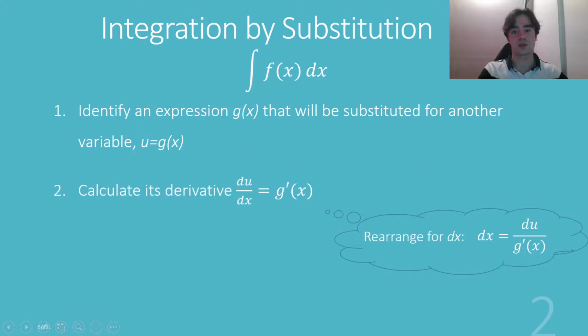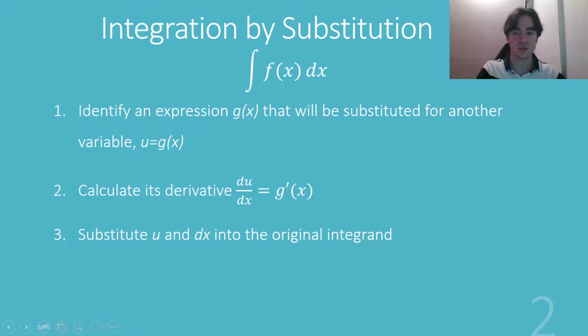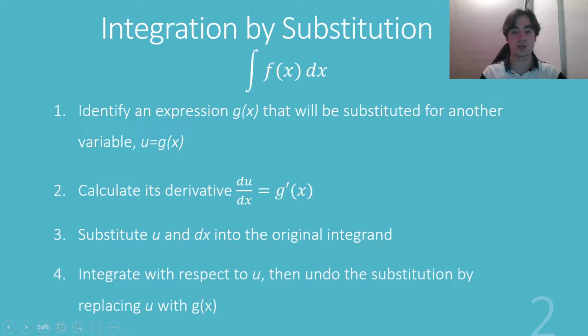Next, we'll calculate the derivative, du over dx. And we can rearrange for dx because you'll see that we have to substitute this back into the original equation, integral of f of x dx, right here. So we substitute u and dx. Then we do the integral with the integral methods we know. And at the end, we undo the substitution by replacing u with g of x.